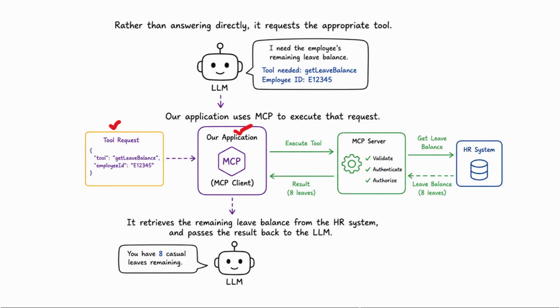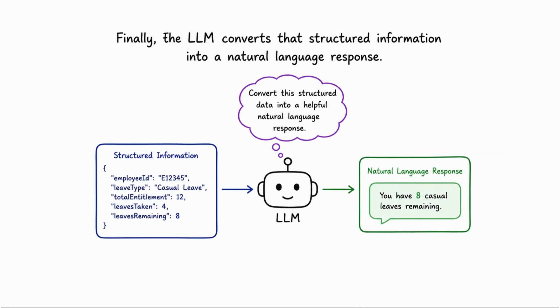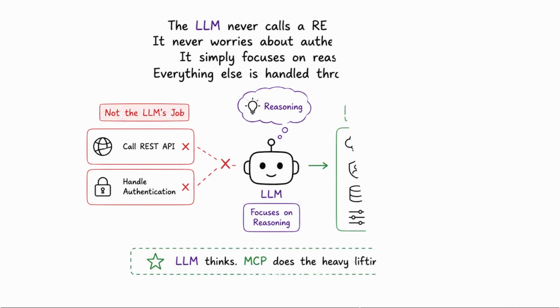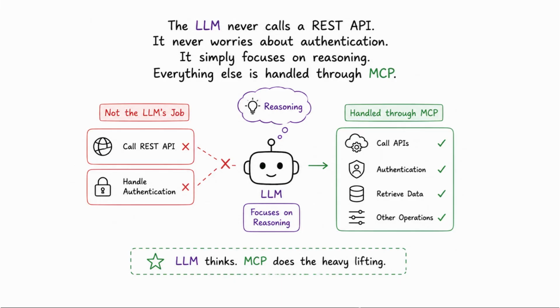Our application uses MCP to execute that request, retrieves the remaining leave balance from the HR system, and passes the result back to the LLM. Finally, the LLM converts the structured information into a natural language response. Notice something important: the LLM never calls a REST API, it never worries about authentication, it simply focuses on reasoning. Everything else is handled through MCP.